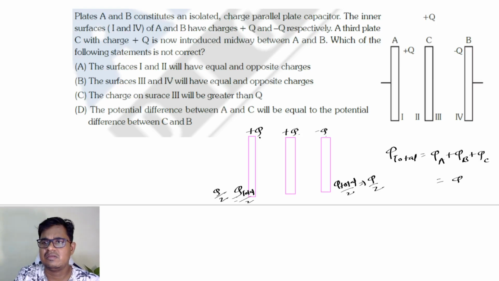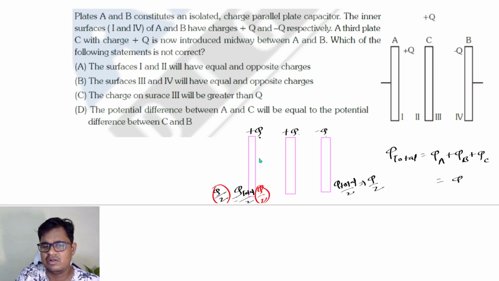Now we can see that there is no direct connection between this plate and this plate, or this plate and this plate. So the charge of the individual plates will be conserved, because it is neither receiving charge from any of the other plates nor from any external source. So charge on A on this side is Q by 2, and total charge on this plate is Q. So the charge on this face should again be Q by 2, because Q by 2 plus Q by 2 will add up to give you Q.